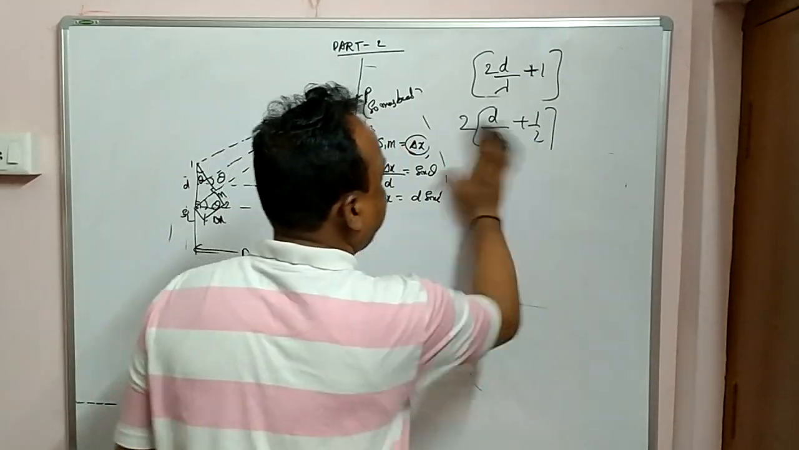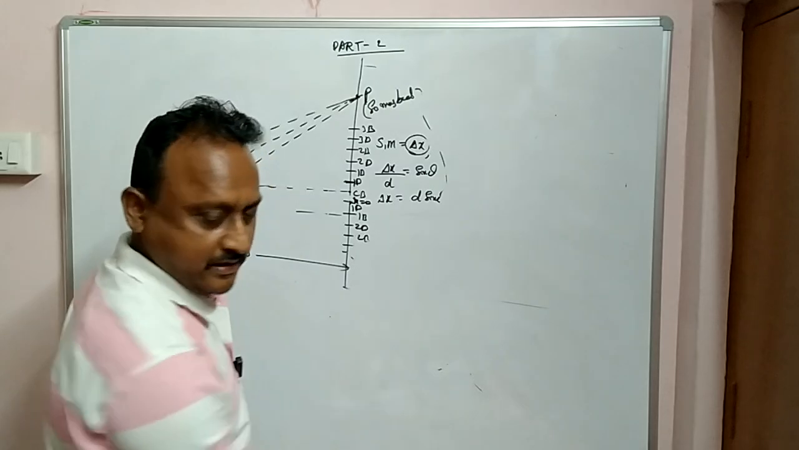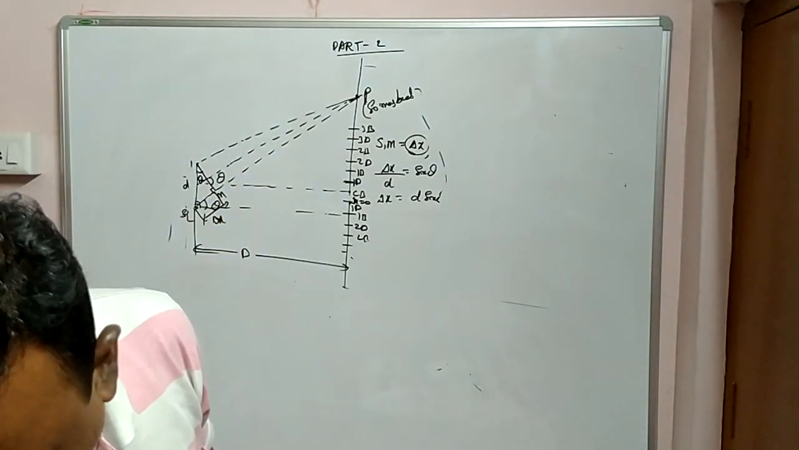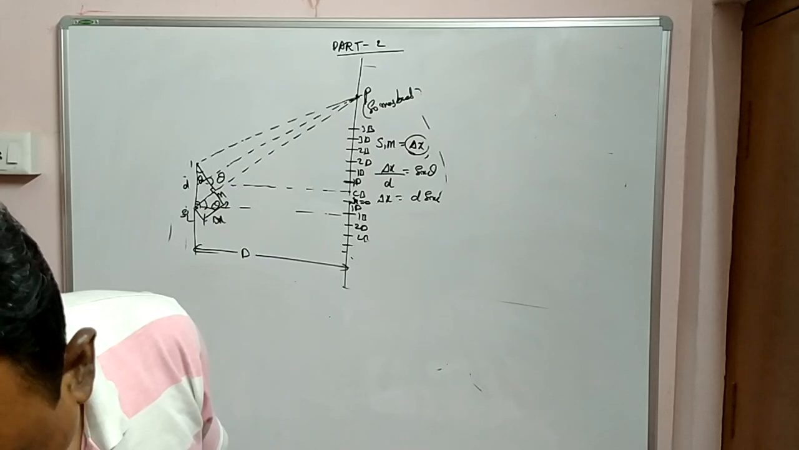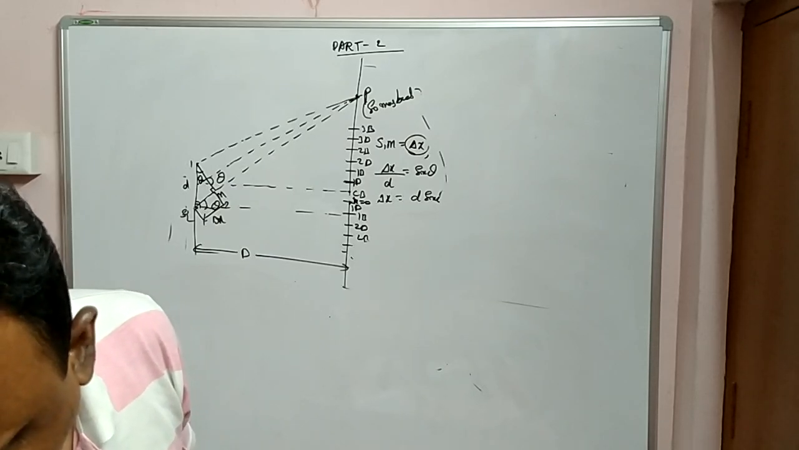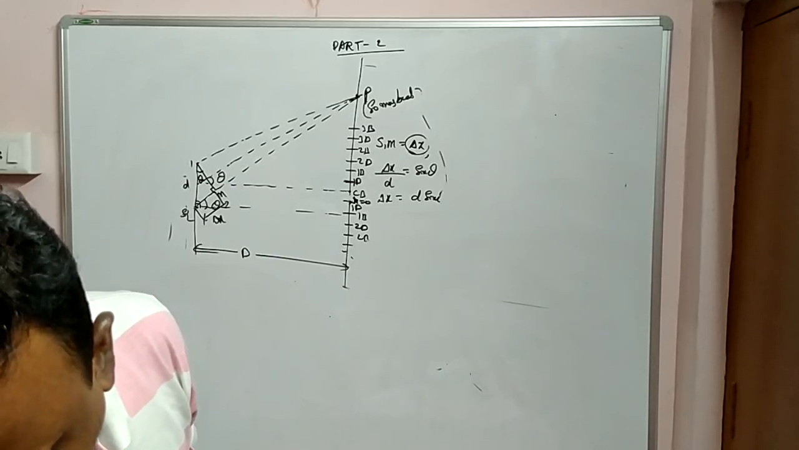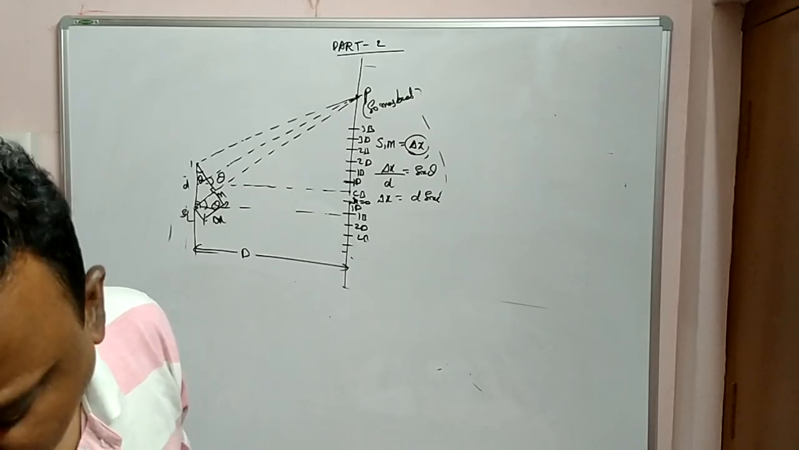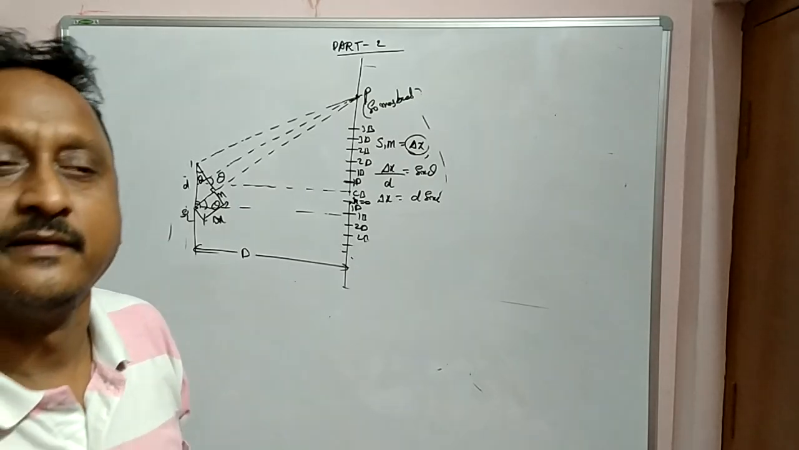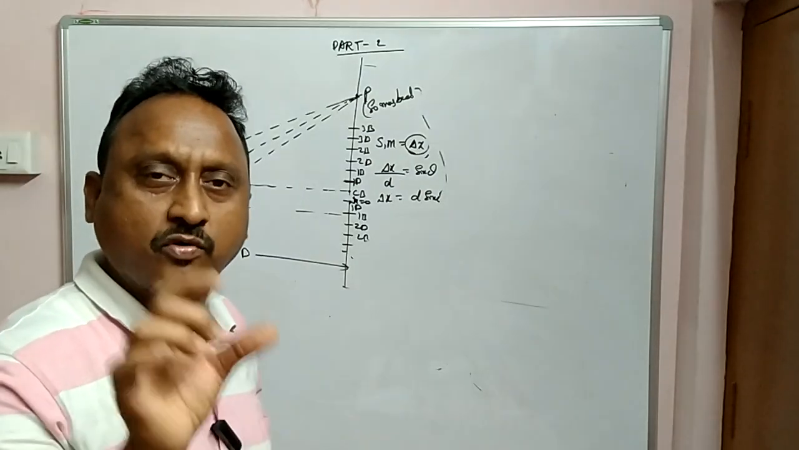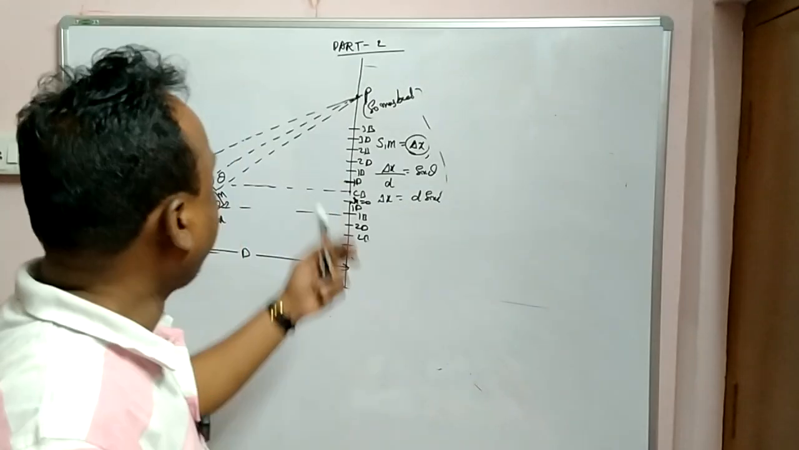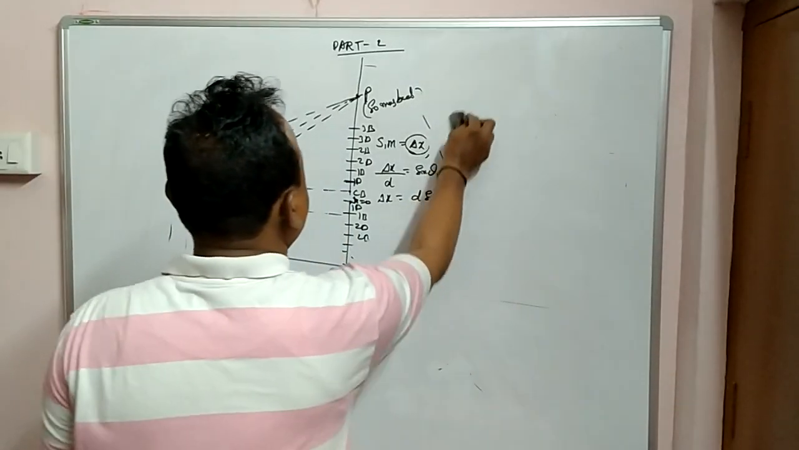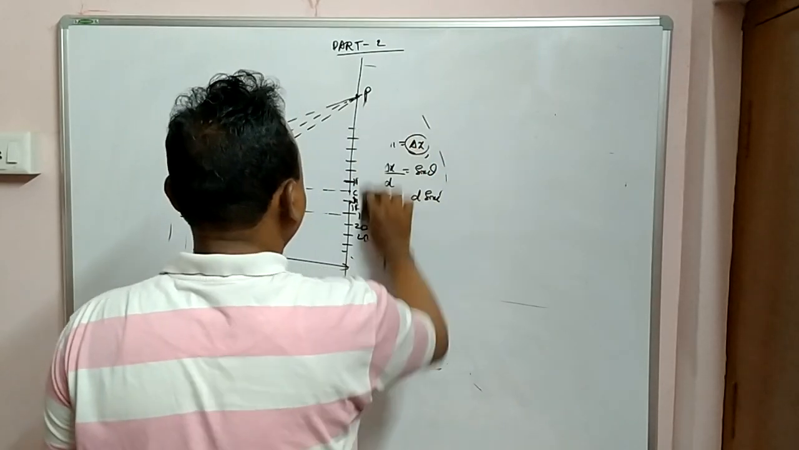Right? Okay. Now, after completing successfully all these things, now let us go to the next one, that is how to calculate the shift value when a glass slab is introduced in front of one of the slits. For example, let's take the same figure. Same figure I'll take.